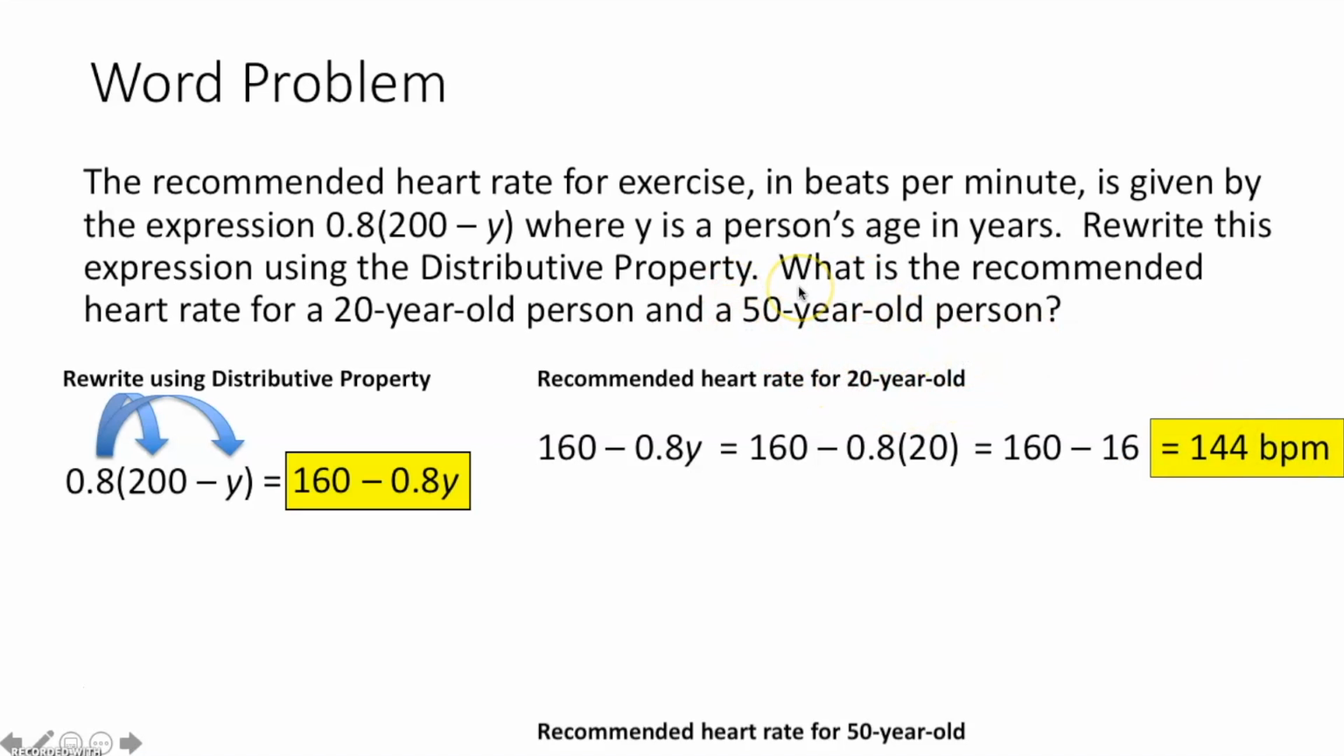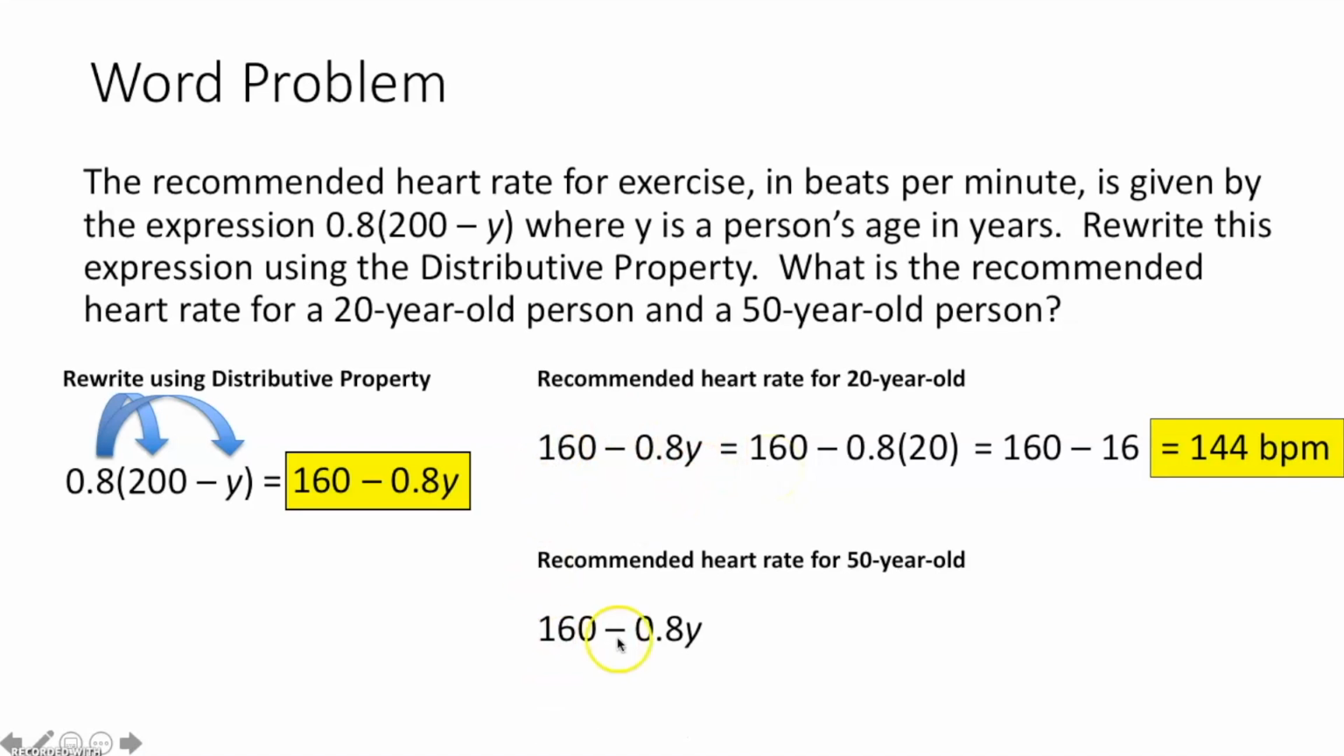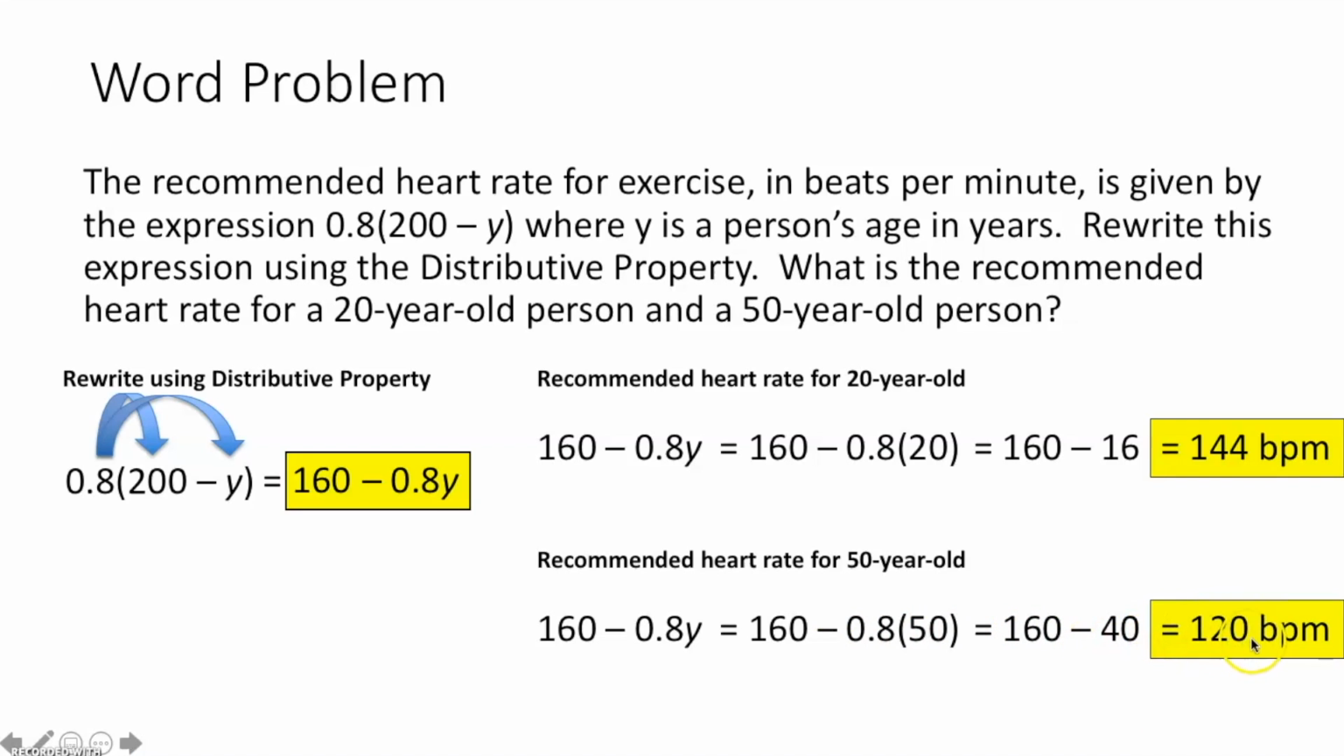What about a 50-year-old person? Well, again, we take this simplified expression that we have. We plug in 50 for y this time. Negative 0.8 times 50 is going to give me negative 40. And then 160 minus 40 gives me 120. And that would be beats per minute.